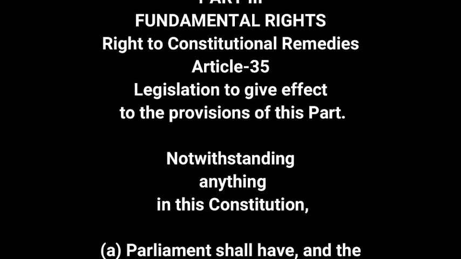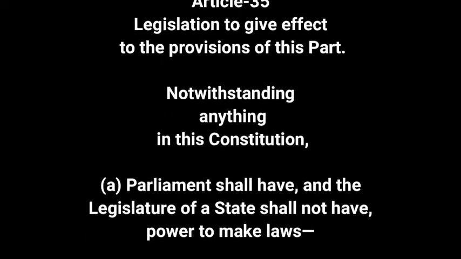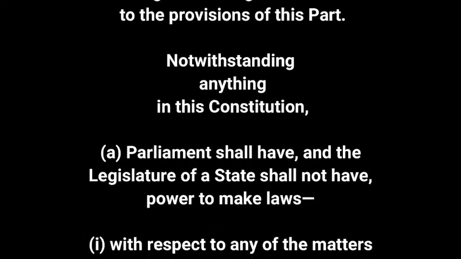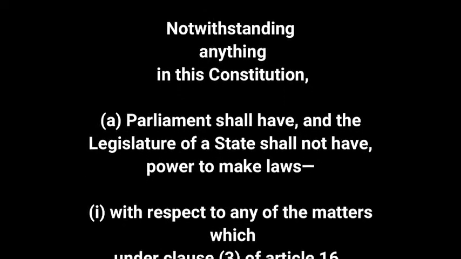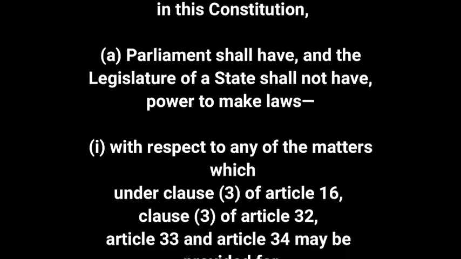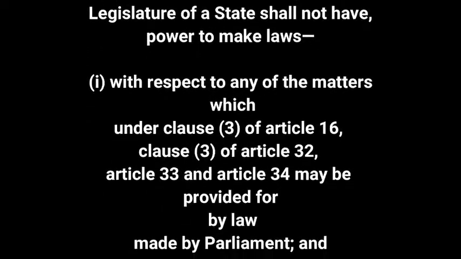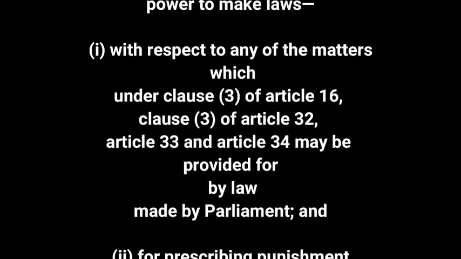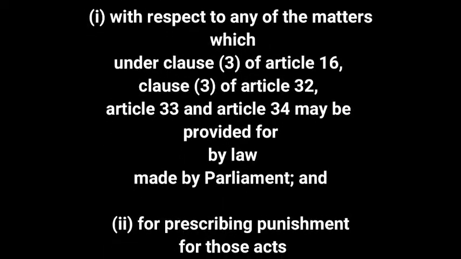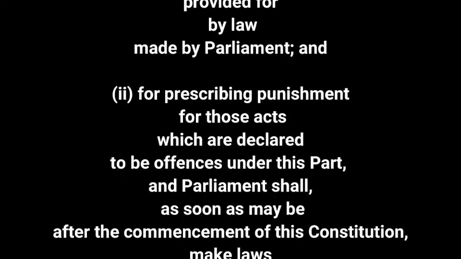Notwithstanding anything in this Constitution, Parliament shall have, and the legislature of a state shall not have, power to make laws with respect to any of the matters, which, under Clause 3 of Article 16, Clause 3 of Article 32, Article 33 and Article 34 may be provided for, by law, made by Parliament, and for prescribing punishment, for those acts, which are declared to be offences under this part.